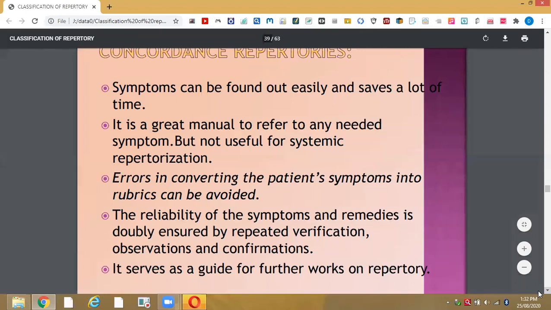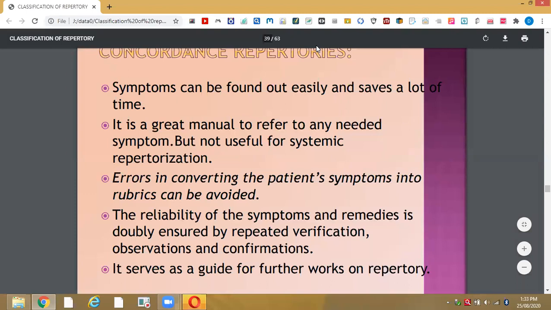So this type of repertory, as I told just now, is not used for systemic repertorization, and it is a manual to refer to any needed symptom. Means when we have to find any type of symptom, then we just refer to such a manual. Then errors in converting the patient's symptoms into the rubric can be avoided.